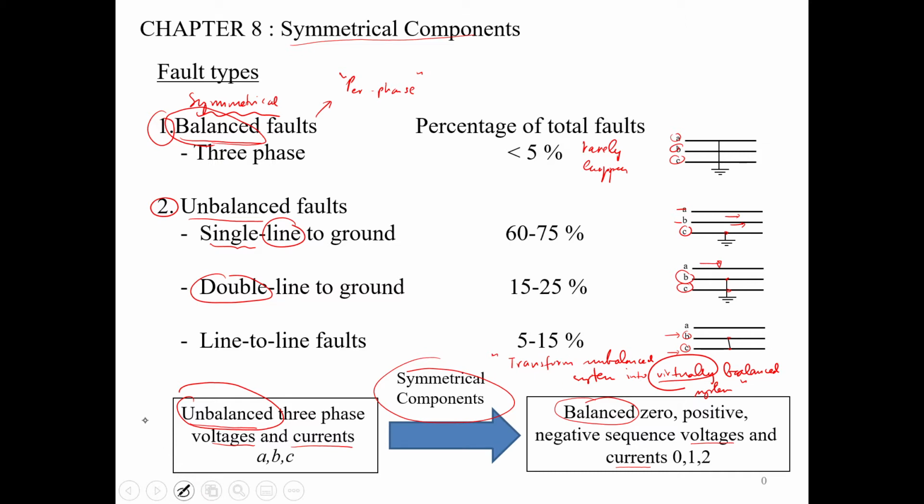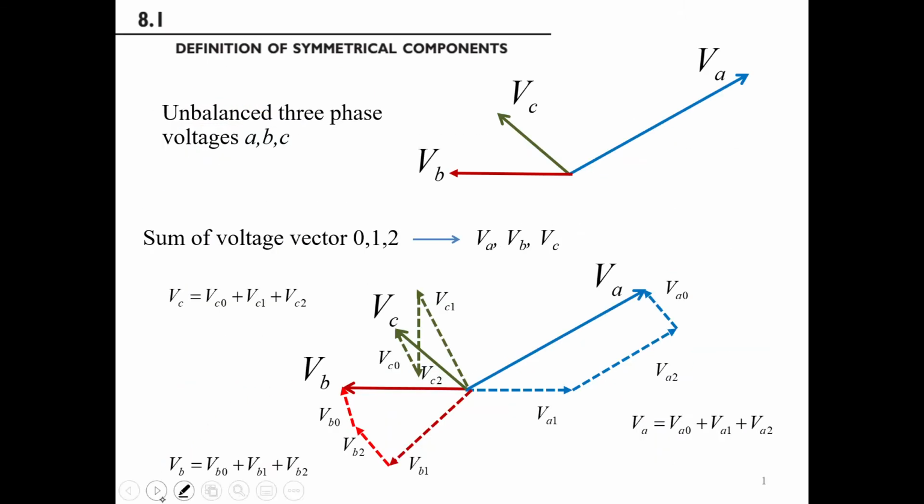So in this case, when we transform the three-phase voltages, we will have to deal with the so-called zero, positive, and negative sequence voltage. Basically, we try to transform unbalanced to three types of sequences, three sequences in balance. So you will see in this video how to transform this and what are the benefits of applying symmetrical component.